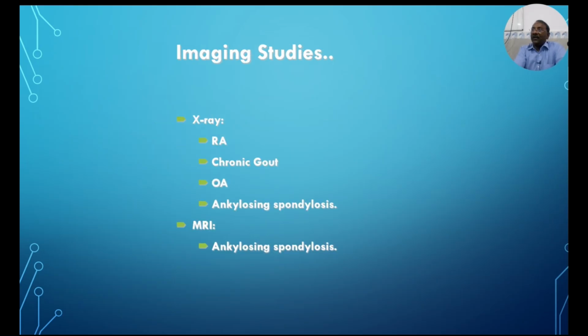So the X-rays are needed in rheumatoid arthritis, the hand; in a chronic gout, your foot, etc. In osteoarthritis, maybe knee joints or hip joints or cervical spine or lumbar spine. In ankylosing spondylitis, the total spine, not only the lumbar spine. In ankylosing spondylitis, mostly the thoracic spine will be involved here. So take the whole spine in ankylosing spondylitis.